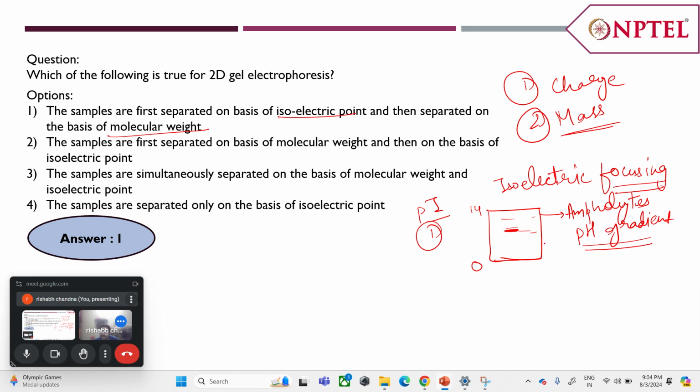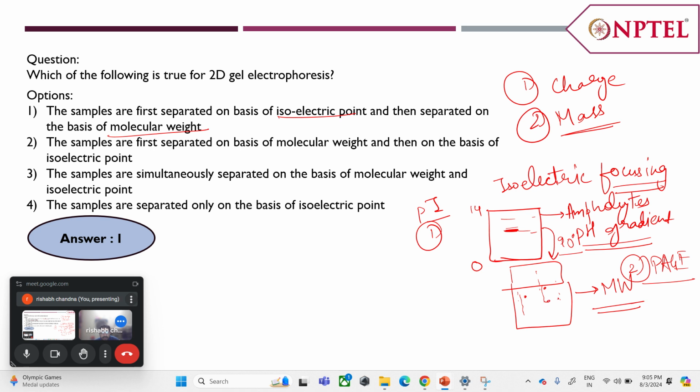Now we'll tilt the gel and put it in a horizontal direction. So this would be like this, a 90-degree angle of this. And then we'll run the gel in such a way that it would be separated on the basis of molecular weight. So the second component is PAGE, normal PAGE. Now the proteins that have specific bands at their particular pI will move and be separated on the basis of their molecular weight.